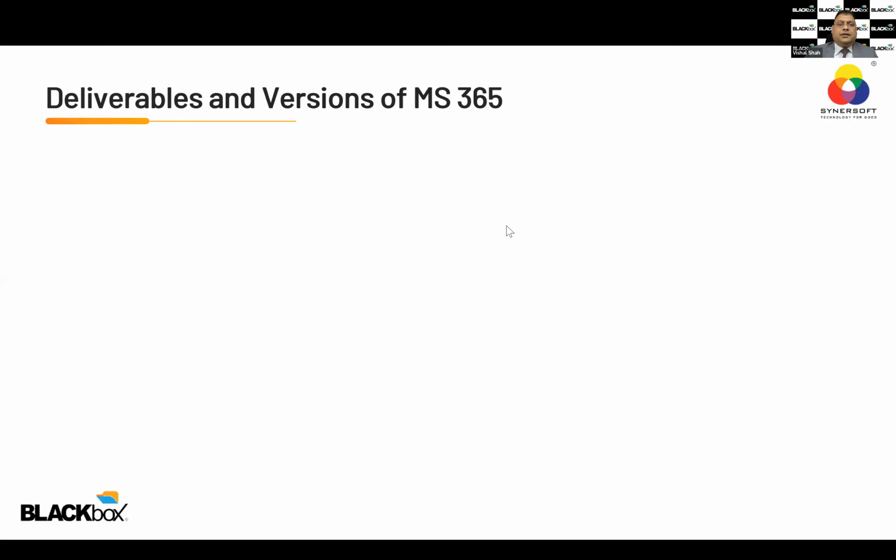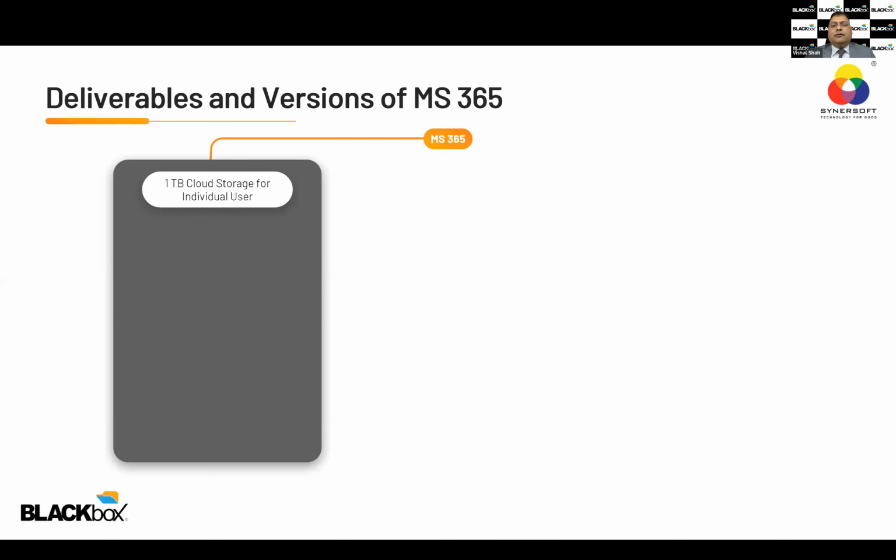So the first thing, when you subscribe to the very basic version of Microsoft O365, you get 1 terabyte of cloud storage for individual users. You cannot share this among the users. One user is getting 1 terabyte. So if you have 25 users, you are getting 25 terabyte, but one user cannot use more than 1 terabyte.